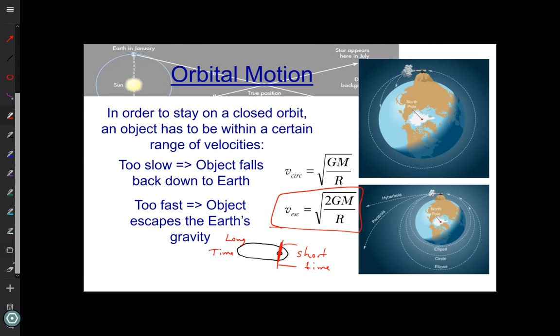I don't know what I just did. I apparently zoomed by accident.